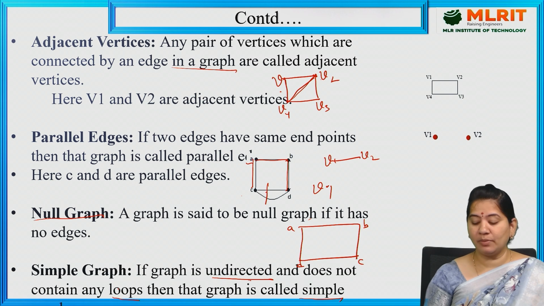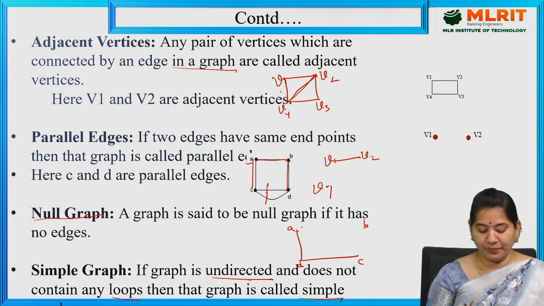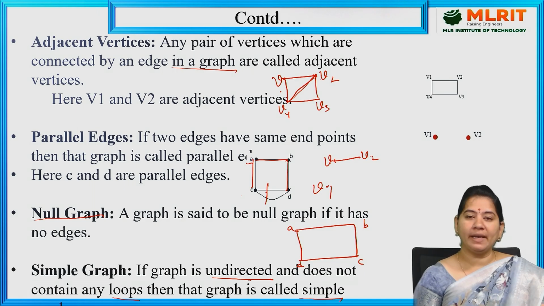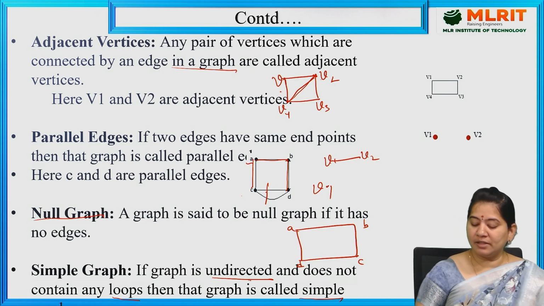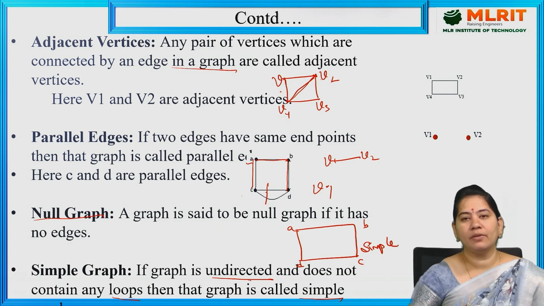Also it does not contain any loops. So a loop is nothing but an edge which is drawn from a vertex to itself. Now here I don't have any such edge, but if I draw an edge from the vertex to itself, this is called a loop. This type of loop should not be there if we want to call it a simple graph. So that's why, if you observe this figure, there are no directions and no loops, and this particular graph we can call a simple graph.